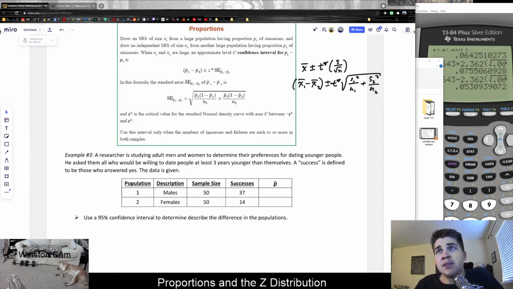So let's look at an example. Example 3 says, a researcher is studying adult men and women to determine their preferences for dating younger people. He asked them all who would be willing to date people at least 3 years younger than themselves. And a success is those, let's say, who answered yes. Basically, what percent of men would date someone who's 3 years younger than them, and what percent of women would as well. And let's just say, for the purpose of the survey, that 37 out of 50 men said that they would date much younger women, and only 14 out of 50 females would date younger men.